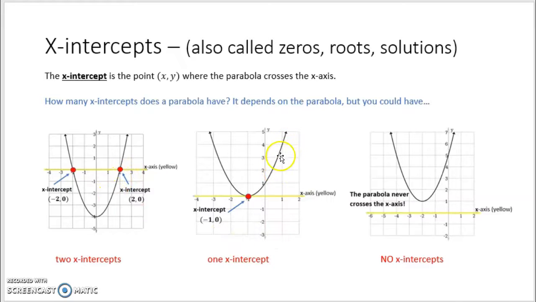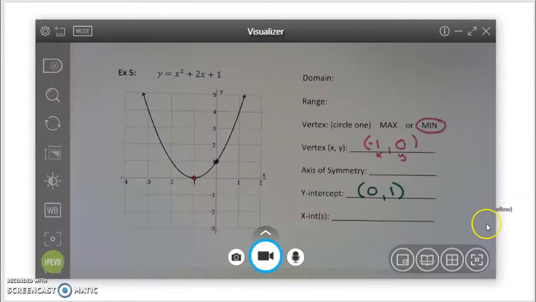Whenever the parabola barely touches the x-axis in one place and then shoots back up, that is also considered an x-intercept. And then right here, whenever the parabola does not cross the x-axis, you will have no x-intercepts. Okay.